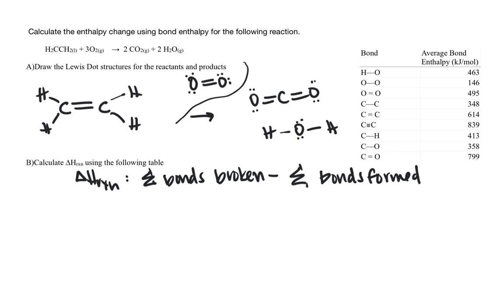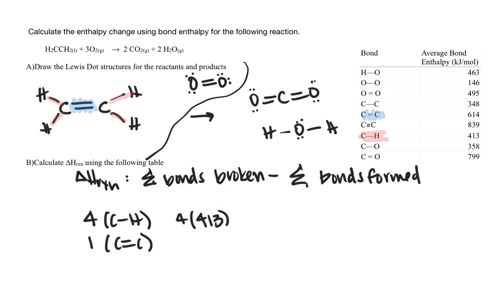So the bonds on this side will be broken, so we can take them apart, we just need to count them up. So I'm going to use a highlighter, and we have 1, 2, 3, 4 CH bonds. And so we're going to have 4 carbon hydrogen bonds, and that is 4 times 413. We have a single carbon-carbon double bond. So 1 carbon-carbon double bond, and that is 614.